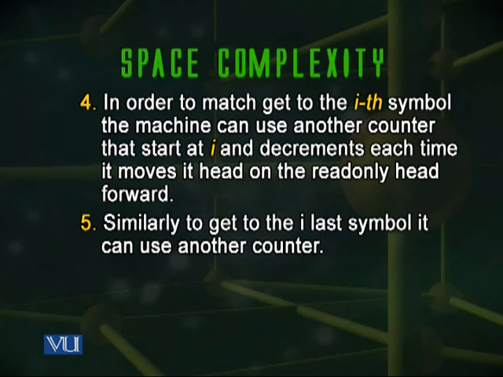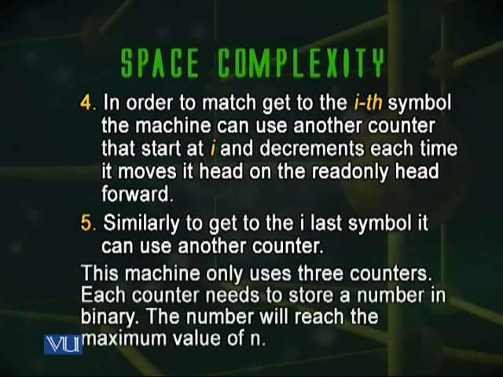Similarly, to get to the ith last character, we can use another counter. Thus, if we think about this Turing machine, it only uses 3 counters. So it can have 3 work tapes, or it can put 3 counters on its work tape. And then it does not write anything on the input tape.